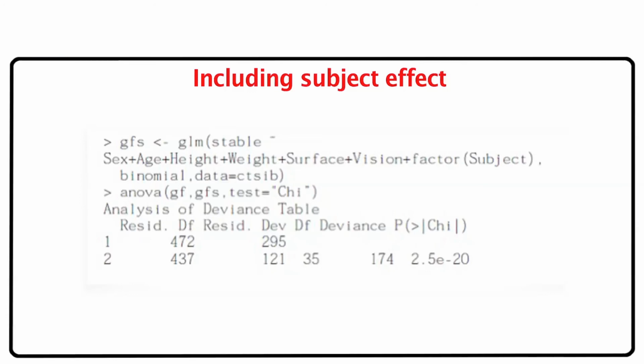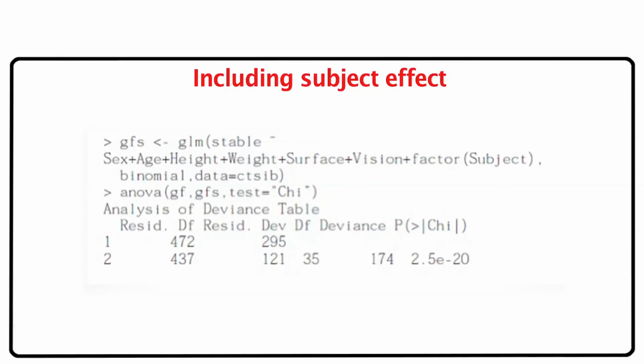Another perhaps somewhat less naive effort could be to include subject as a fixed factor. So here again this can be done using the GLM function. As before, I have regressed stable on sex, age, height, weight, surface, vision, and included subject as a factor. As before, I use the logistic link. I can do an ANOVA of the 2 models, and we can see that the chi-square for this ANOVA is significant, suggesting that it is necessary to make some kind of adjustment for subject.